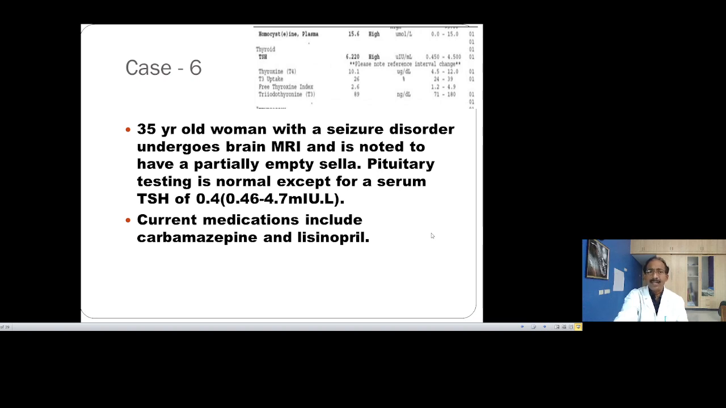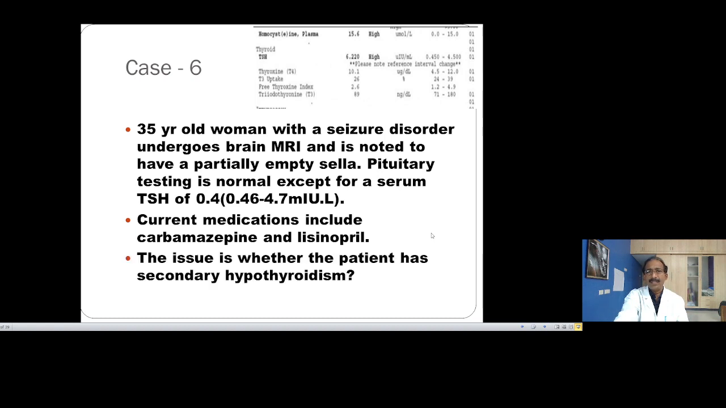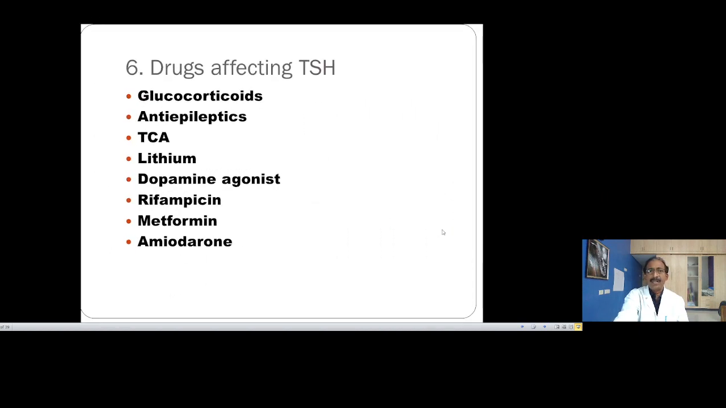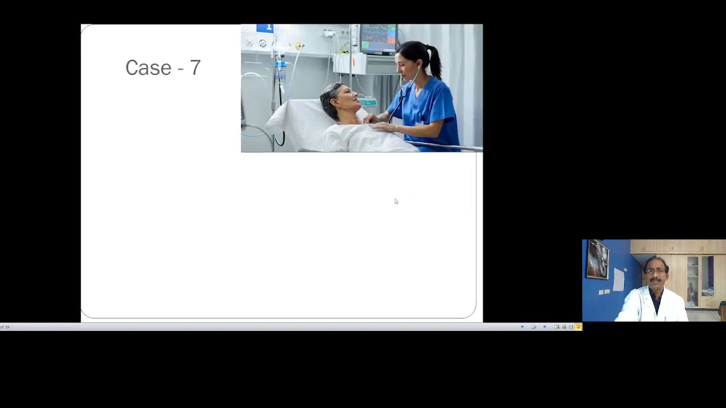So current medication, the patient is on carbamazepine and lisinopril. The issue is whether the patient has secondary hypothyroidism because the pituitary is abnormal, because of the empty sella. But you see that the patient is on anti-epileptics and this can alter the thyroid function test. All the variety of anti-TB drugs and lithium and again dopamine agonists in ICU, and in cardiology patients amiodarone, all can affect the TSH levels. So don't interpret very easily.